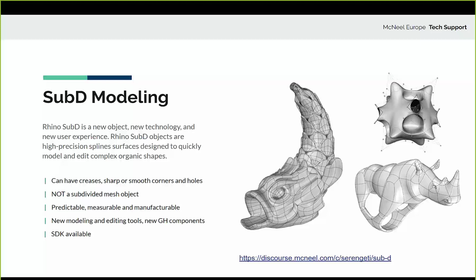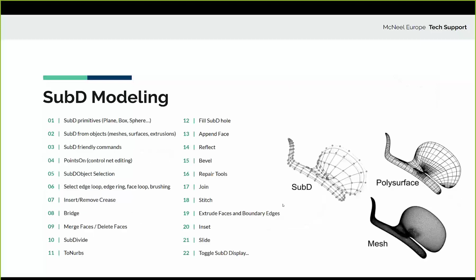That's really important to mention, because it's not only to view, but to actually produce all your products. Some of the commands we have right now are sub-D primitives. You can start with a simple box, select faces, and create complex shapes. We have commands you've probably never heard before: bridge, stitch, slide, and reflect, which is kind of a mirror but for sub-D objects.